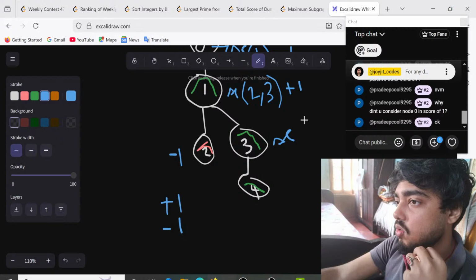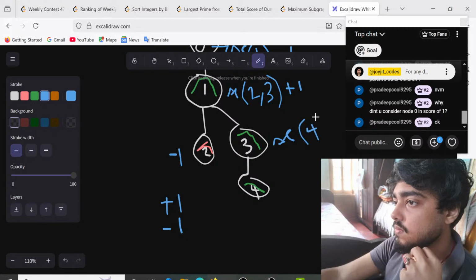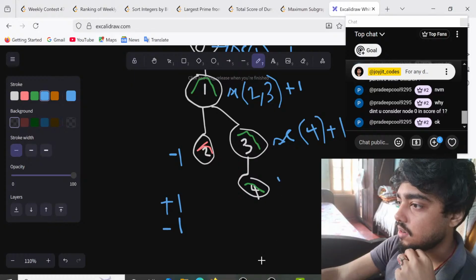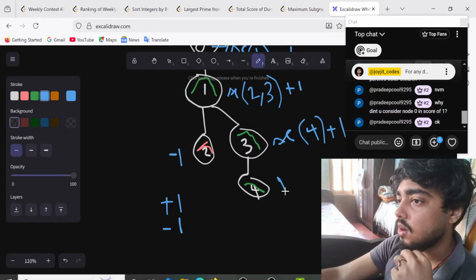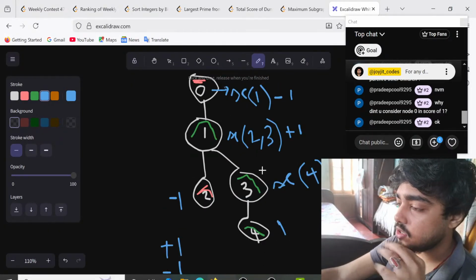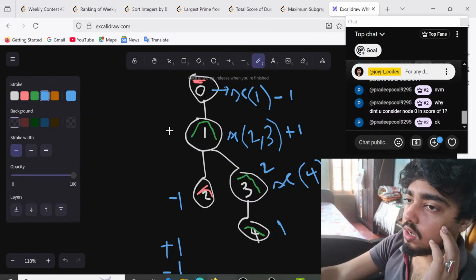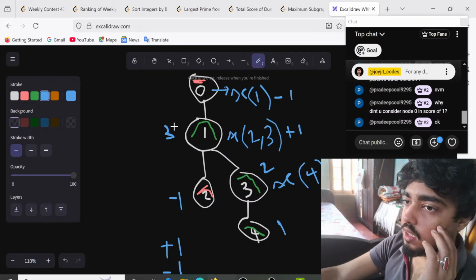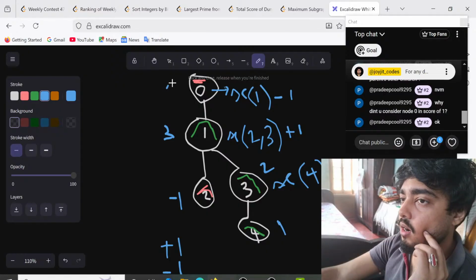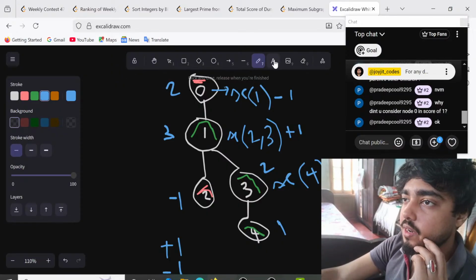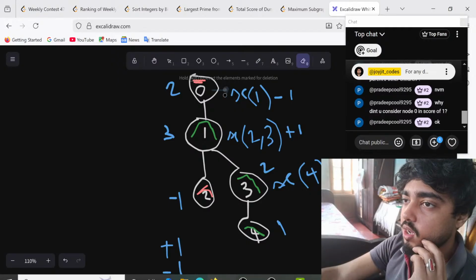It is score of 4 plus 1. And what is the score? It is 1. Right? So now let's make the downward scores. Okay. This is 2. This is 3. And this is 2. Okay. So 2, 3. I'll just erase this so that it doesn't make you confused.